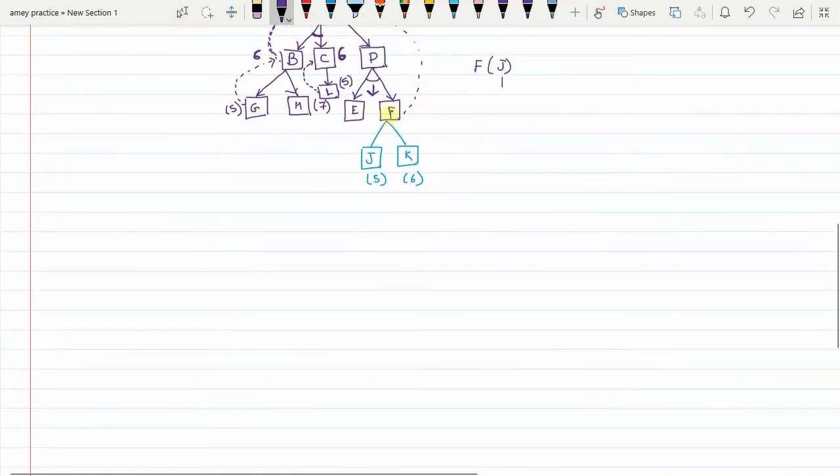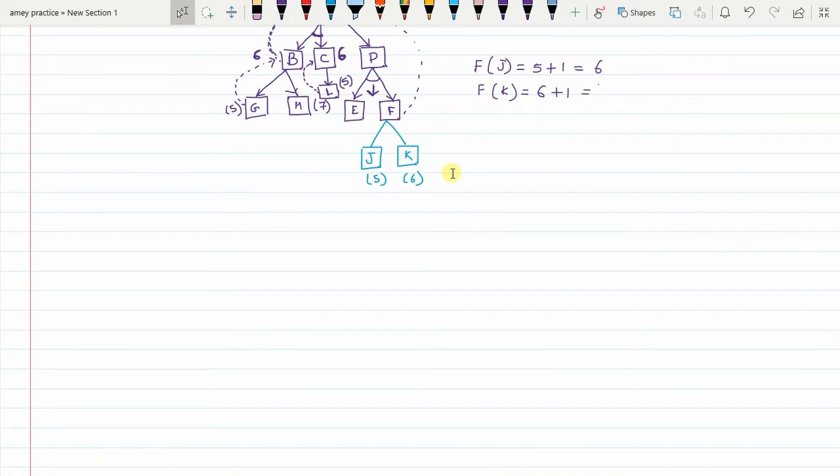So now we calculate f of J, the first node. The heuristic value of J happens to be 5, plus the cost along the edge connecting F with J, which happens to be 1. So 5 plus 1 is 6. f of K will be, the heuristic value of K happens to be 6, and the cost along the edge connecting F with K is 1, right? So this will be 7, correct?